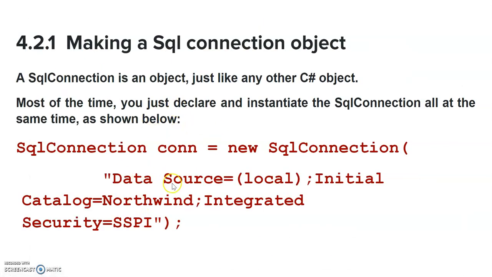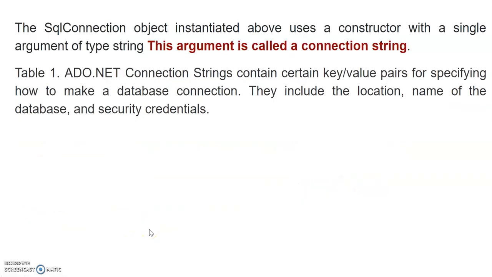Now these arguments, from data source to this SSPI, this information is called a connection string, and this connection string will be used further for performing operations on that particular database.